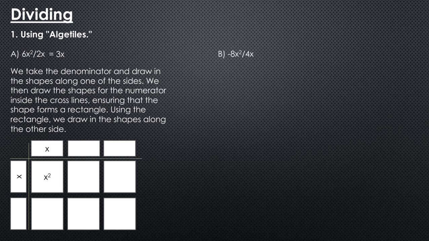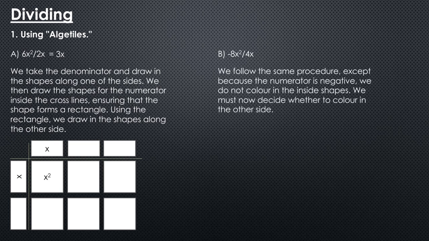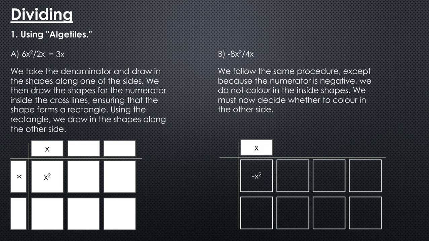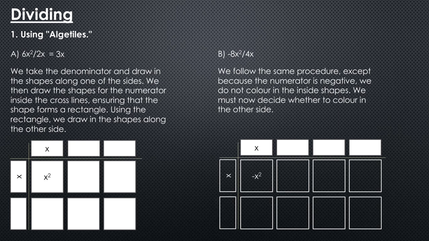We'll do the same thing, but with a negative. We followed the same procedure, except because the numerator is negative, we will not color in the inside shapes. We must now decide whether or not we color in the other side. So we'll give our negative 8x squared and our positive 4x. Now, for the rest of the chart, we have to decide whether or not that is negative. Because our product is negative, therefore it must be negative as well. So our answer is negative 2x.